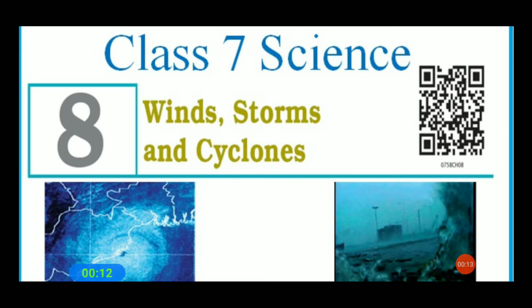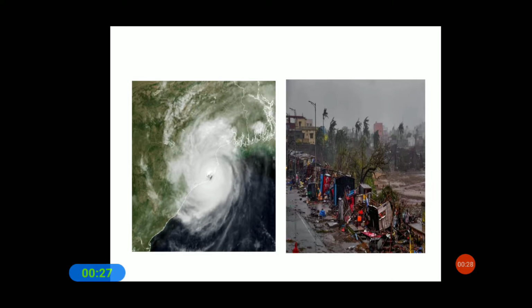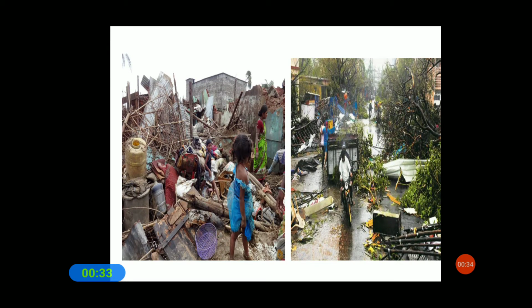This is for class 7th standard, subject is science. Today we are going to discuss lesson number 8, that is winds, storms and cyclones. Okay students, let us observe these pictures. What do these pictures show?